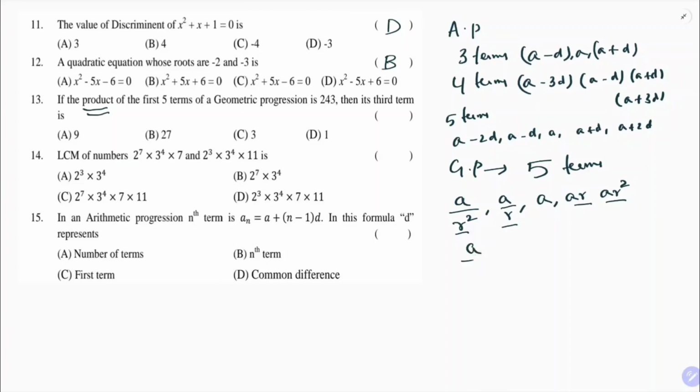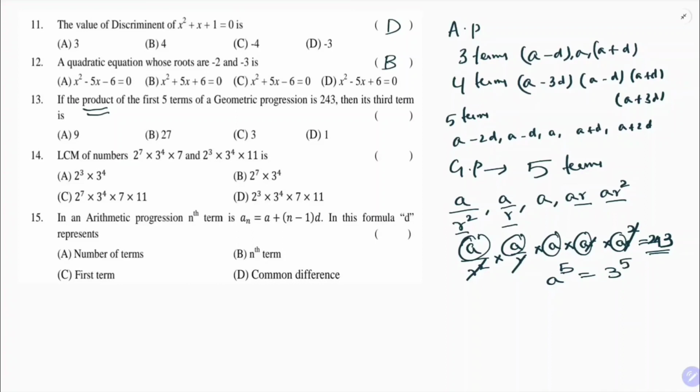Now if I multiply all this, a by r square into a by r into a into ar into ar square is 243. So here r square and r square cancel, r and r also cancel. So you're left with a, here 1, 2, 3, 4, 5. If you multiply, you'll get a power 5. And this 243 you can write as 3 power 5. So clearly you can see the value of a is 3. Now here the correct option is C.